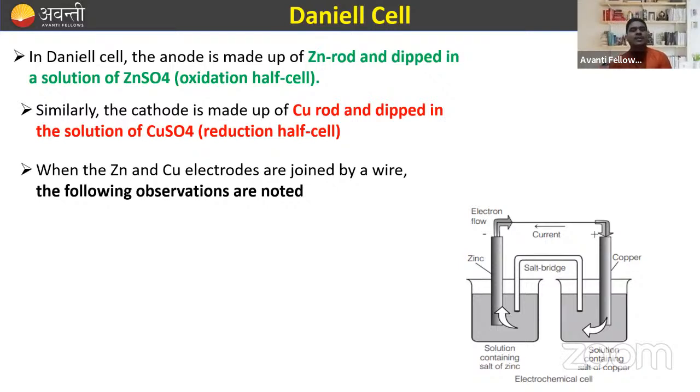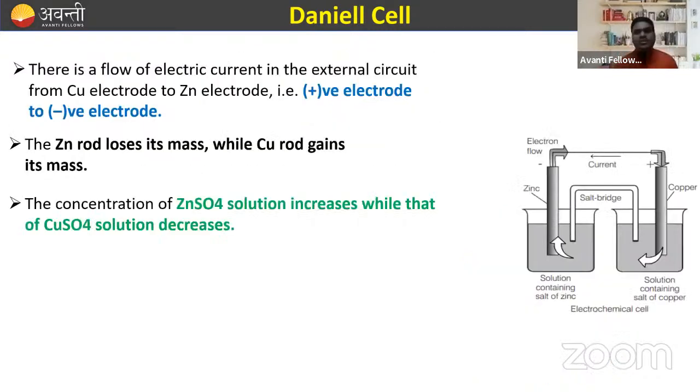So whenever the zinc and copper electrodes are joined by a wire, we observe the following. What are the observations, right? There is a flow of electric current in the external circuit from the copper electrode to the zinc electrode, that is, from the positive electrode to the negative electrode, right?